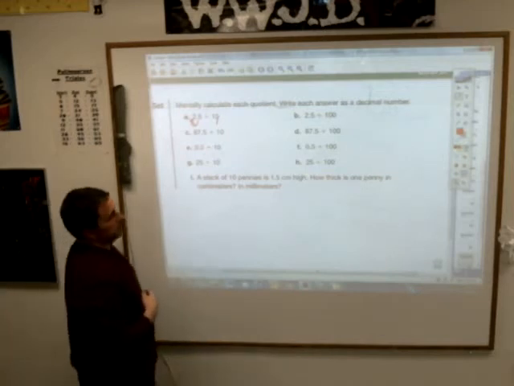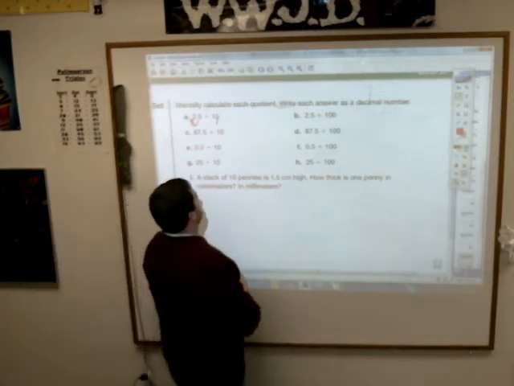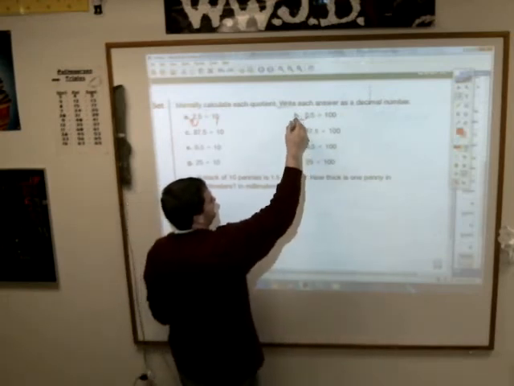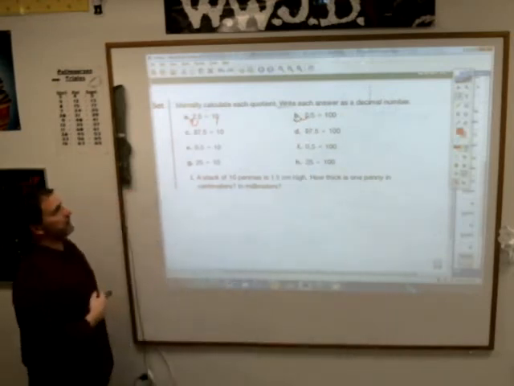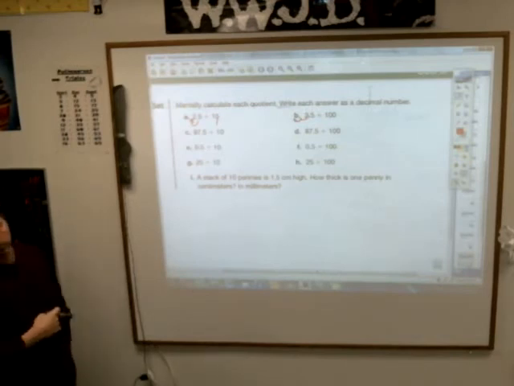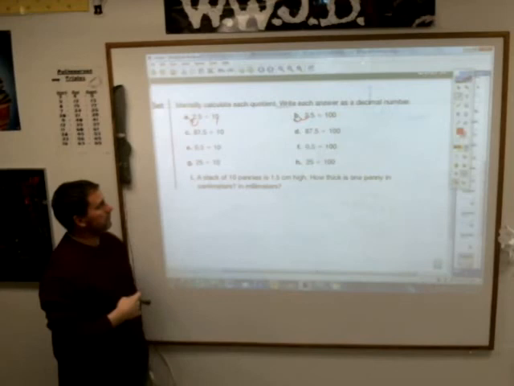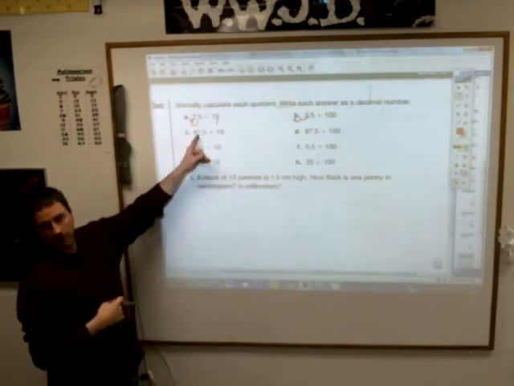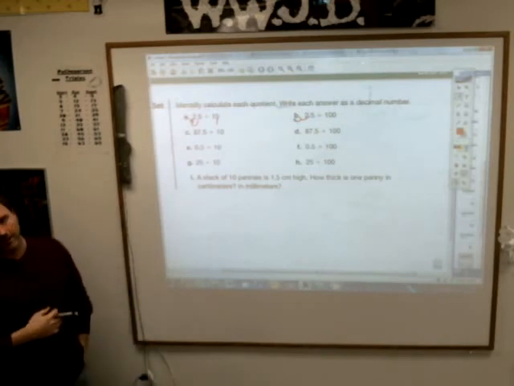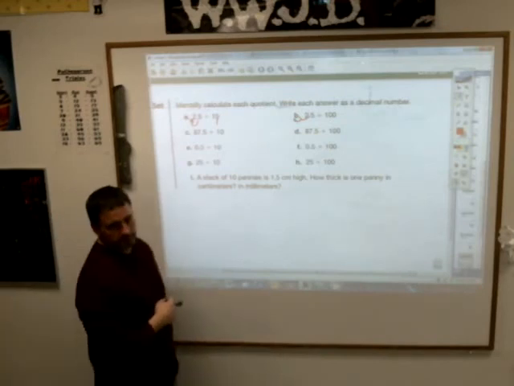It is, these are all divisions. 0.025. You move it back 2 places, so 0.025. Letter C, 87.5 divided by 10, Gabby? 8.75. 87.5 divided by 100, Bailey?